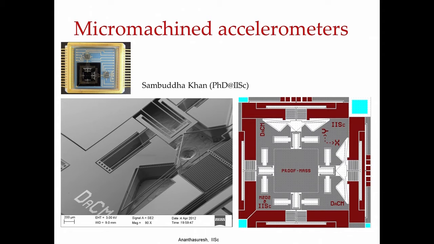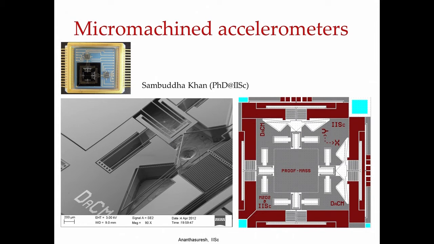So, we have the proof mass here. Moving the mass is not the goal, rather acceleration will cause the mass to move. You can measure the displacement using, let us say, capacitance. Here you see a lot of capacitance comb fingers. Instead of that, if you put a DACM, we have that thing here.